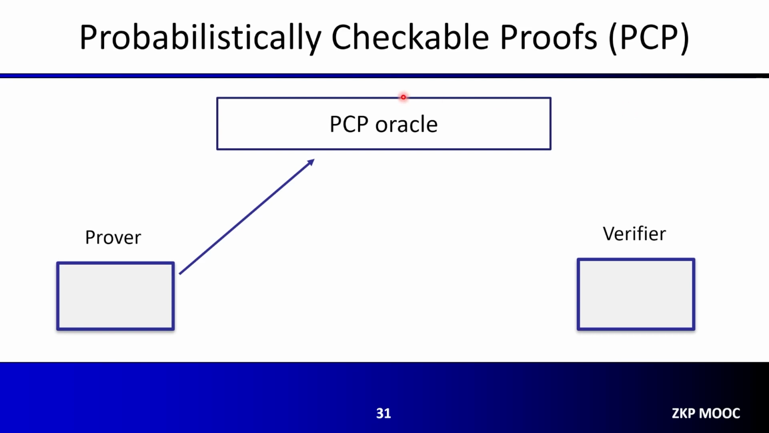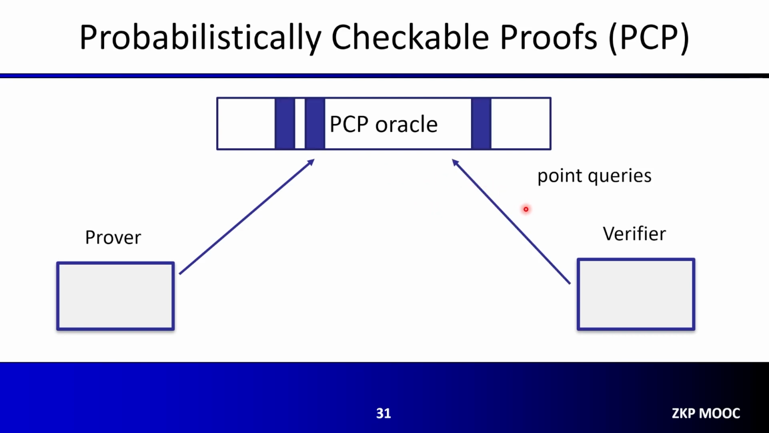So first, there is this classical model of probabilistically checkable proofs, in which the prover can generate this PCP oracle, and you can think of it as a big message of polynomial size. And instead of sending it directly to the verifier, the verifier can make several point queries, asking what the elements of this big vector are. And with these point queries, the verifier is able to verify the correctness of the computation, or that the prover knows the satisfying assignment of the circuit, efficiently.